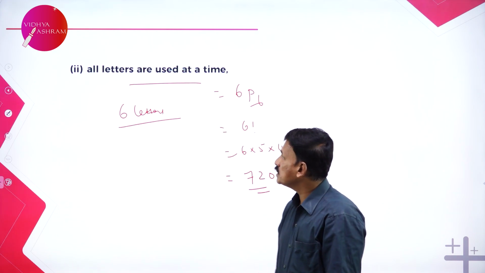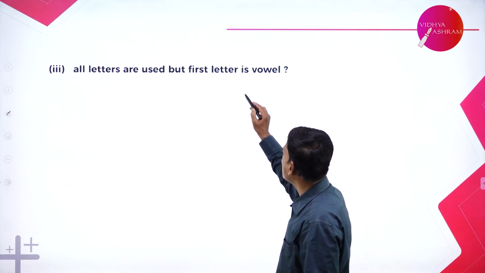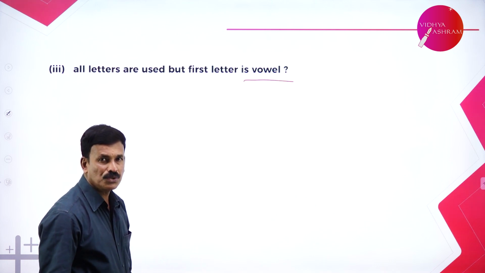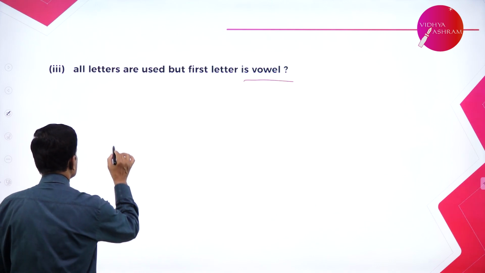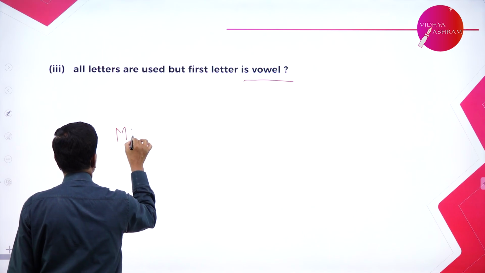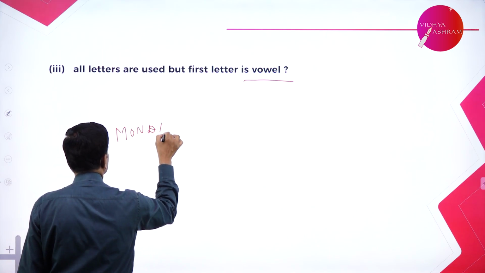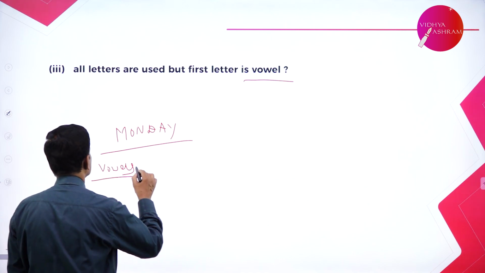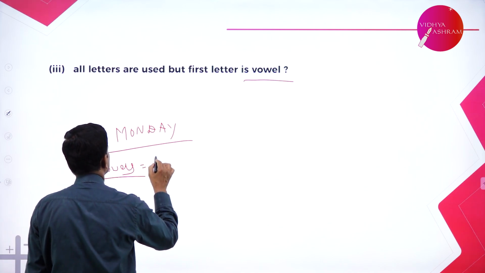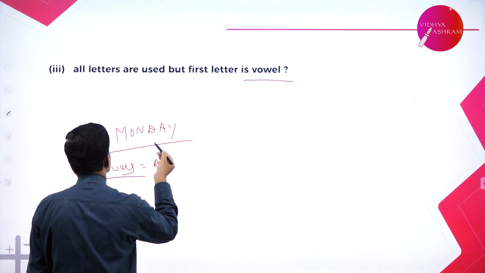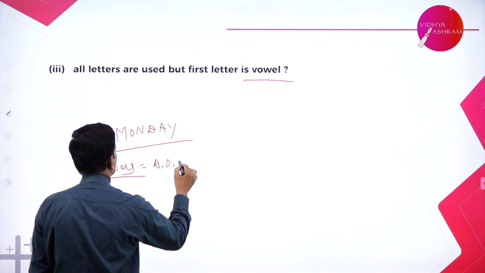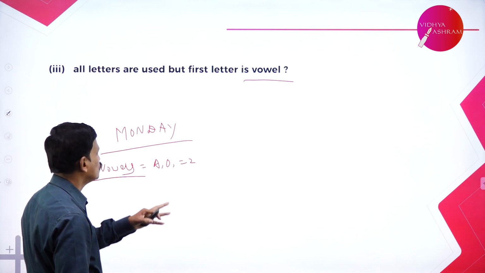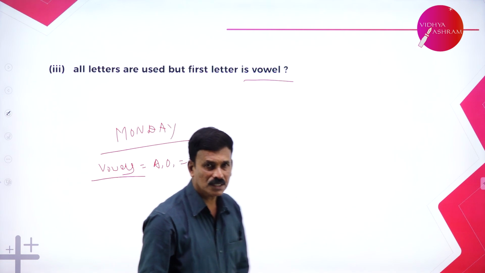Now the next condition is all the letters are used but the first letter is a vowel. So here all the letters are used but the first letter is a vowel. M-O-N-D-A-Y. First write down how many vowels: A, O, only 2 vowels we have. A, E, I, O, U. So there are 2 vowels in this word, right?